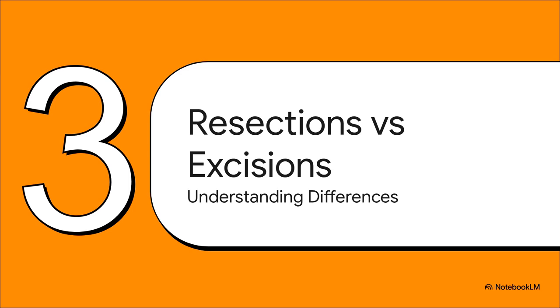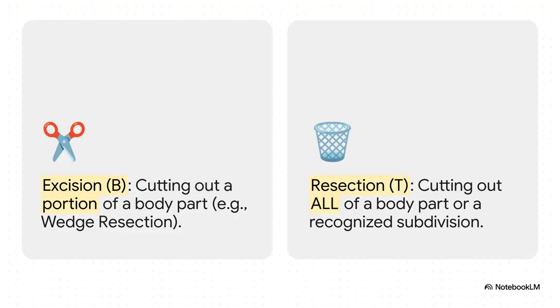All right, Section 3, Resections versus Excisions. This is a big one. We really need to draw a hard line in the sand between these two root operations, because this is honestly one of the most common points of confusion for medical coding students. Excision, character B, means cutting out a portion of a body part without replacement. Think of a wedge resection of the lung, right?